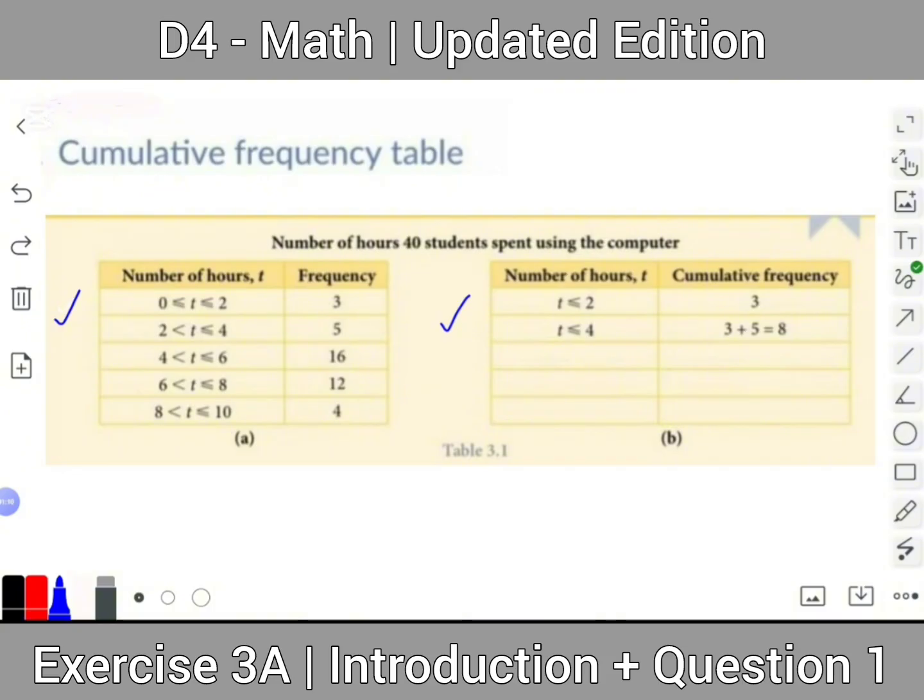And now if we have a look at the first entry in the regular frequency table, we can see it's from 0 to 2 hours with a frequency of 3. So we can just copy it as it is into the cumulative frequency table as well, from 0 to 2 hours with a frequency of 3. But where it changes, we are now going to look at the next entry from 2 to 4 with a frequency of 5.